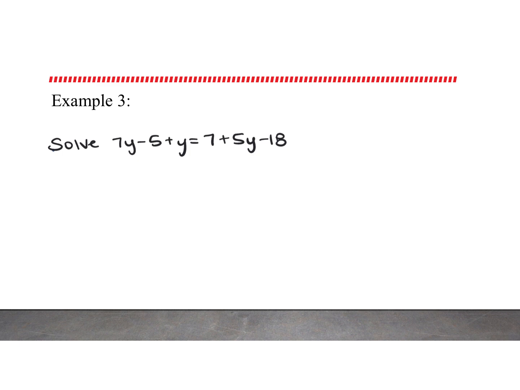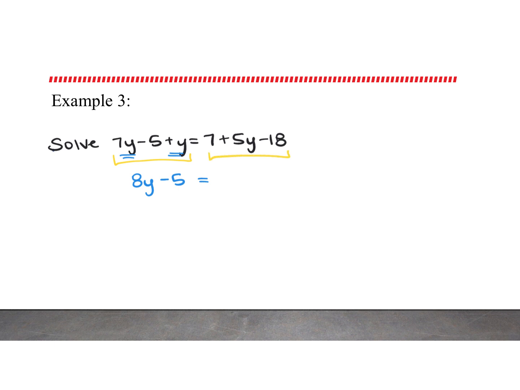Example 3. Solve 7y minus 5 plus y equals 7 plus 5y minus 18. So we're going to start by combining like terms. So we're going to look just at the left-hand side first. We have two terms here that have a y, so we're going to combine those first. So we have 7y plus y, which gives us 8y, and then we're going to bring down the minus 5.